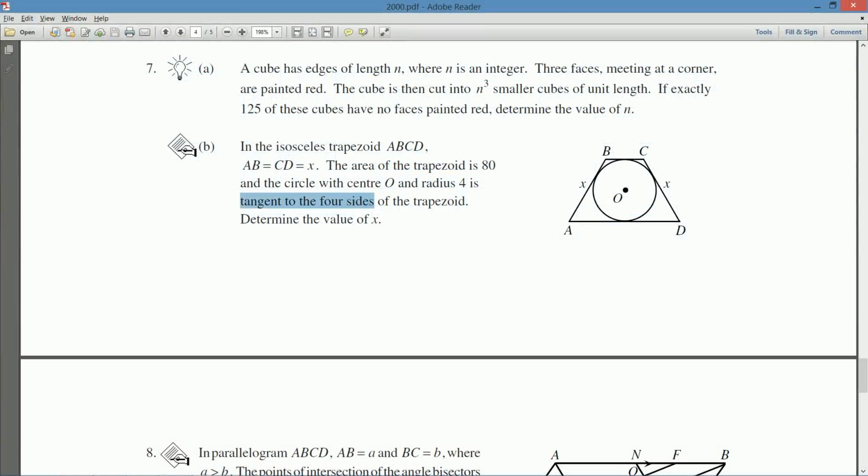Well, we didn't find them, but we drew them out, and we said, oh, point of tangency theorem with a circle. We know that these lengths are the same, and we're going to give them names. That's all we've done so far. We still have yet to use the fact that the radius is 4, and the area of the trapezoid is 80. So how about we get on that area of the trapezoid right now?